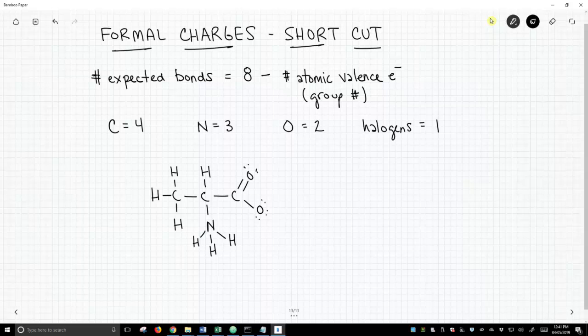So we are looking at a carbon, this leftmost carbon, and there's the cursor on that carbon. That carbon has 4 bonds. 4 bonds is what it should have. There is no charge there. This carbon, it has 4 bonds. It is just fine. No formal charge. Here's a nitrogen. We'd expect 3 bonds. It has 4 bonds.